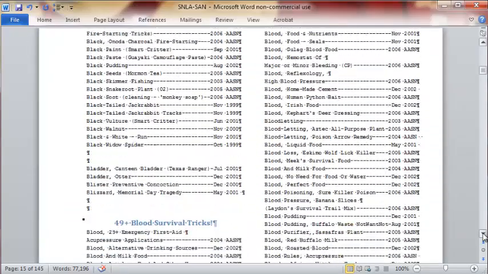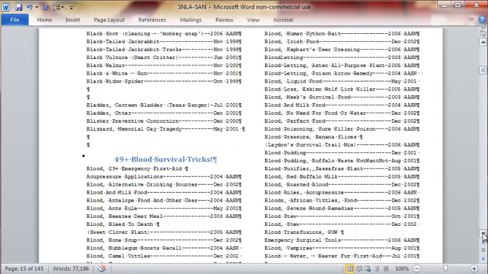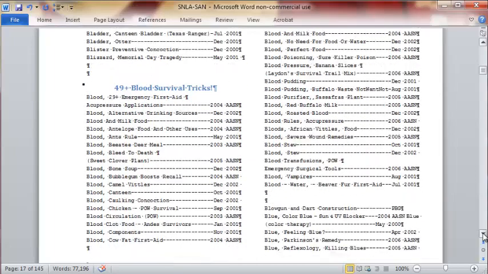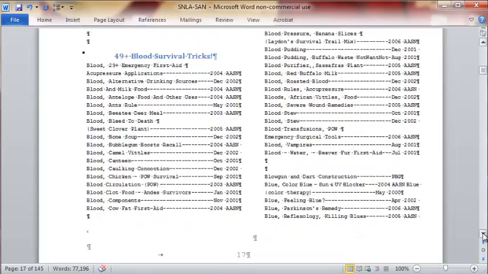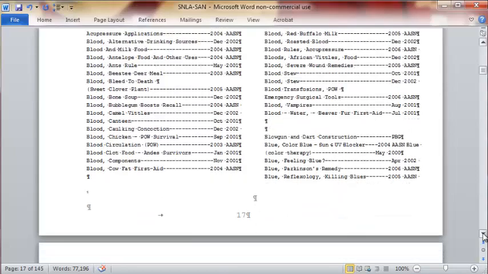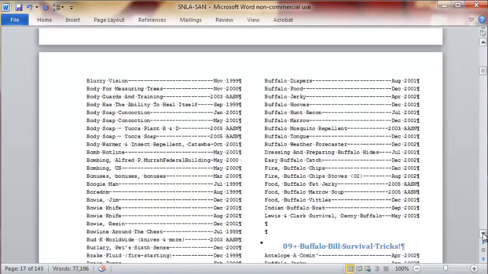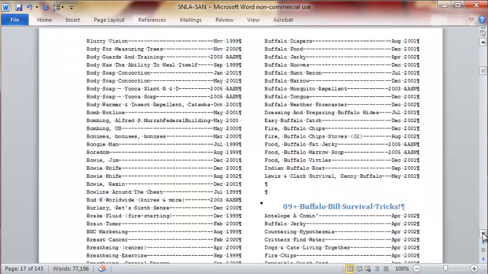And see how detailed it is. And we're barely on page 17 of 145 pages. 49 blood survival tricks. Real good reading. This is real stuff. Blood has saved a lot of survivors' lives. Okay, and I talk about that in different newsletters.